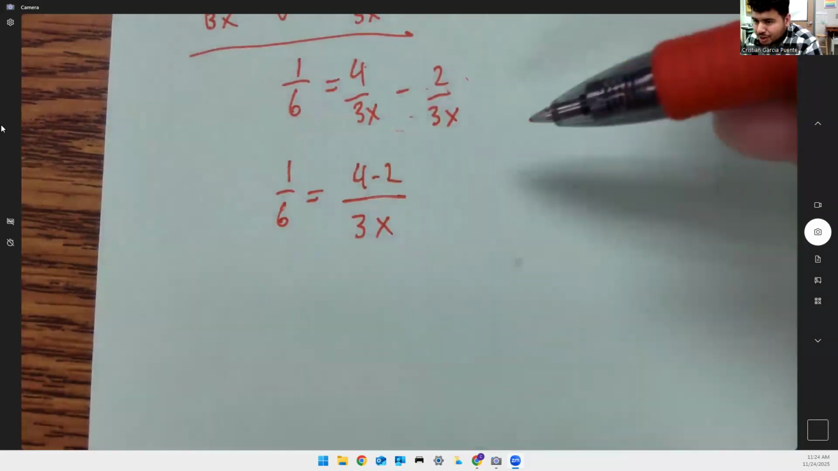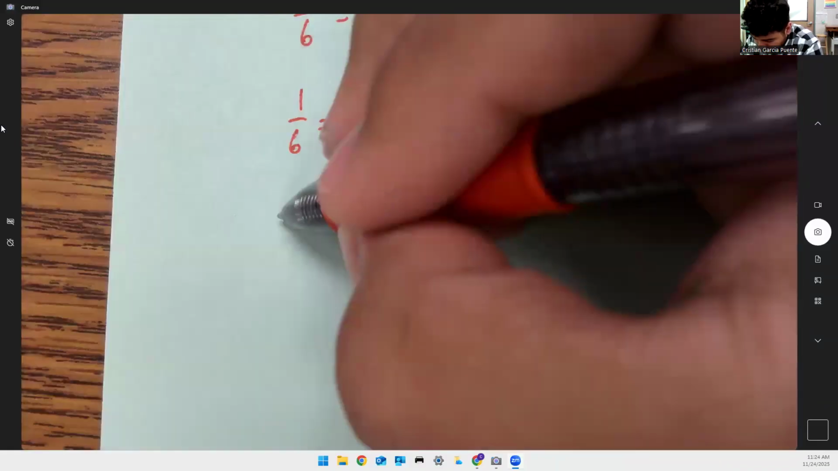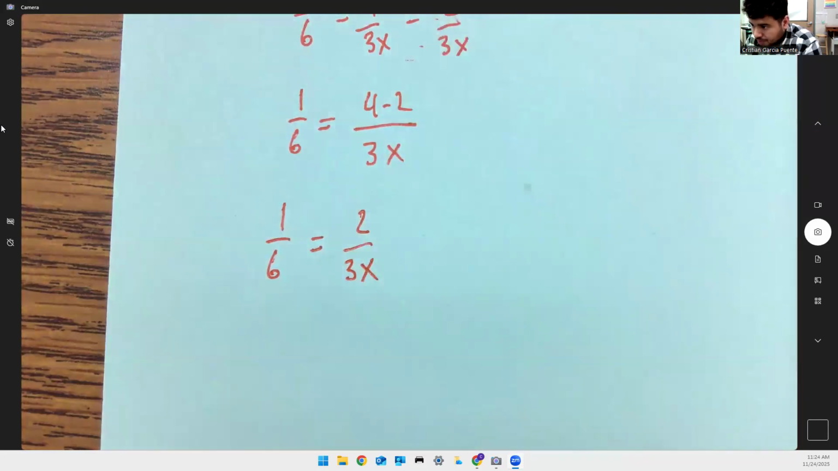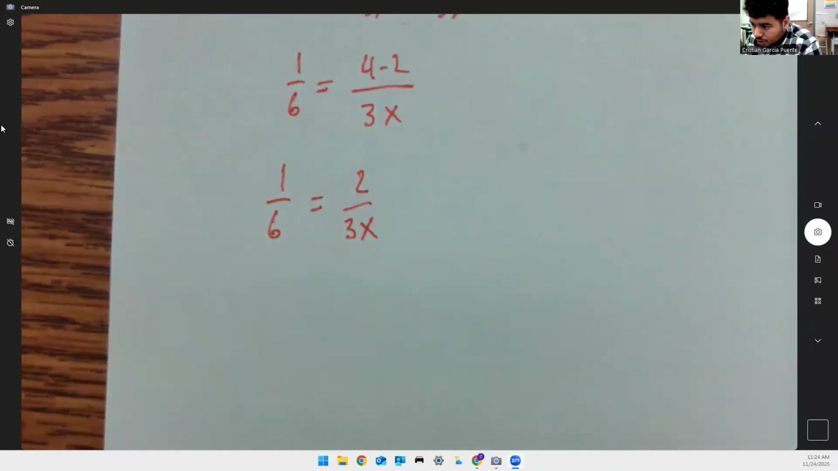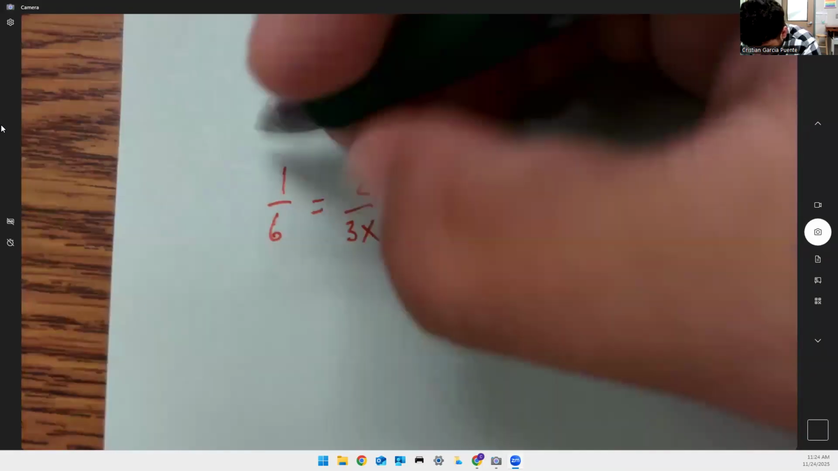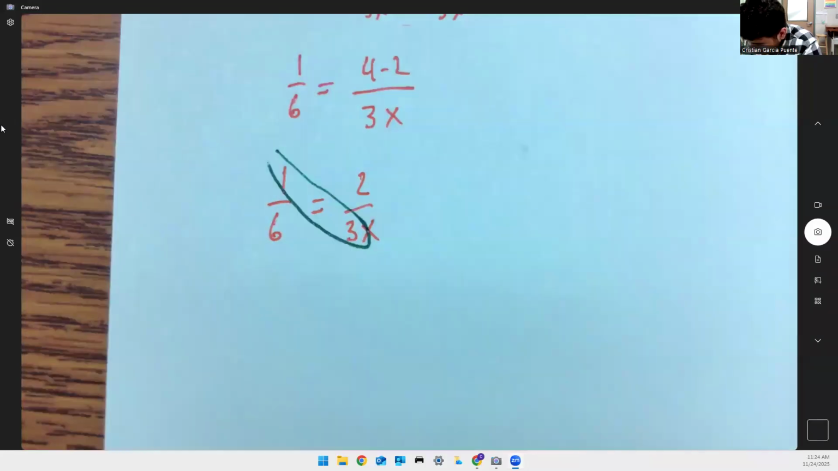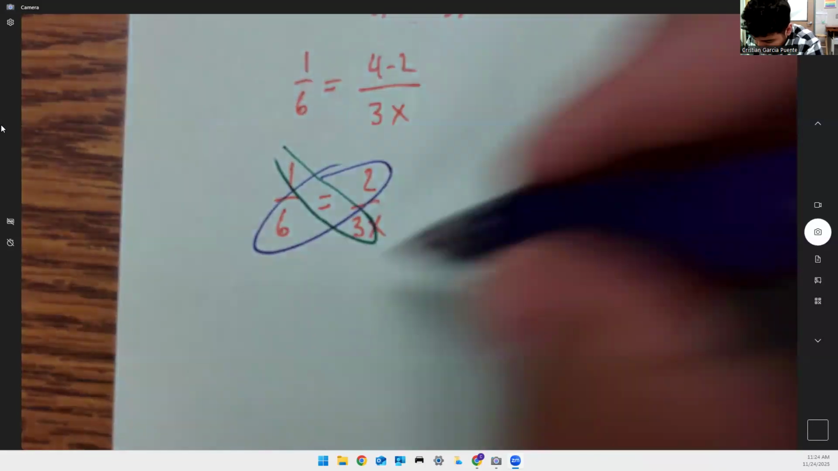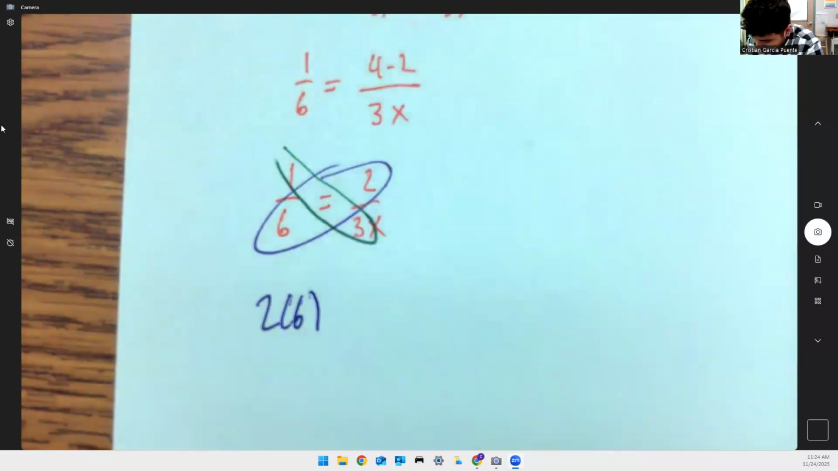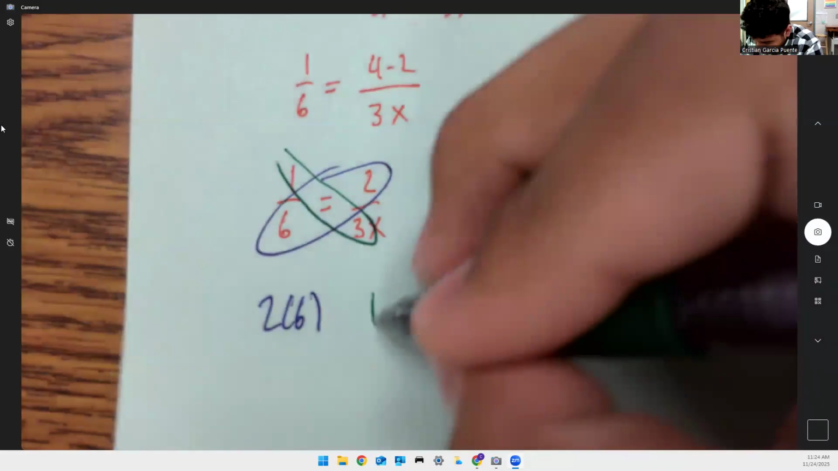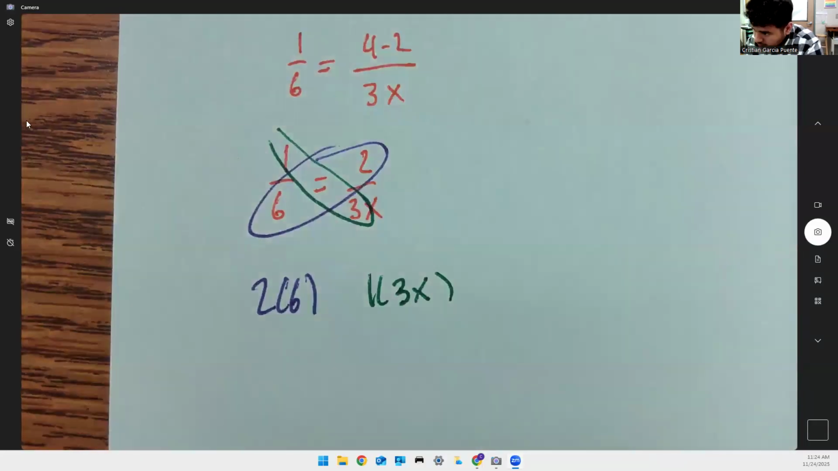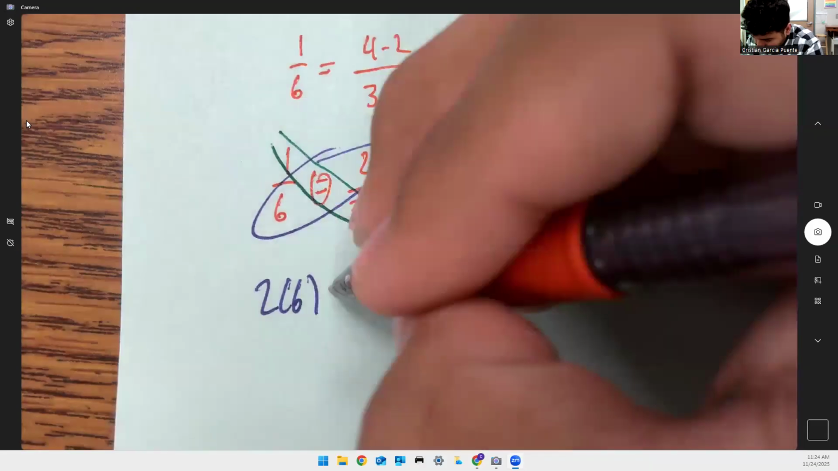But what's 4 minus 2? That's just 2. So I'm going to rewrite it one more time. 1 over 6 is equal to 2 over 3x. And now you could just cross multiply. So circle your diagonals. So what do I circle in my blue circle? It's 2 and 6. What do I circle in my green circle? It's 1 and 3x. And your symbol in between is an equals, so keep it an equal.